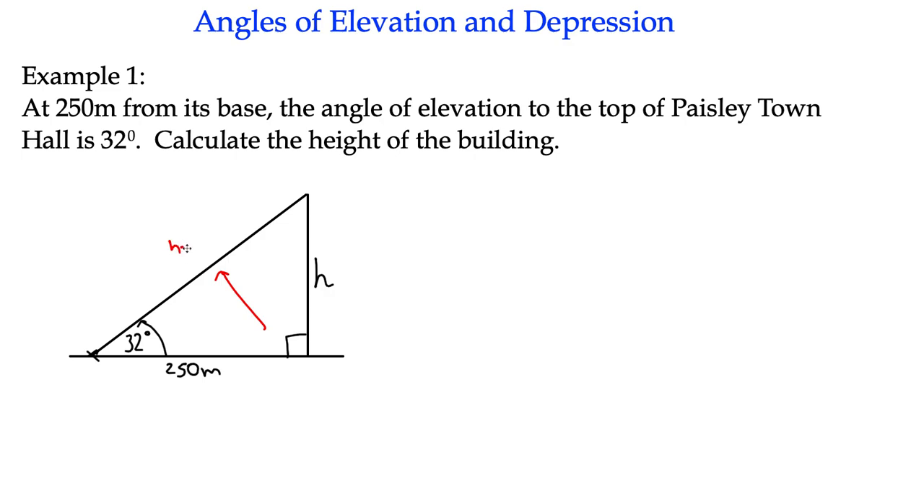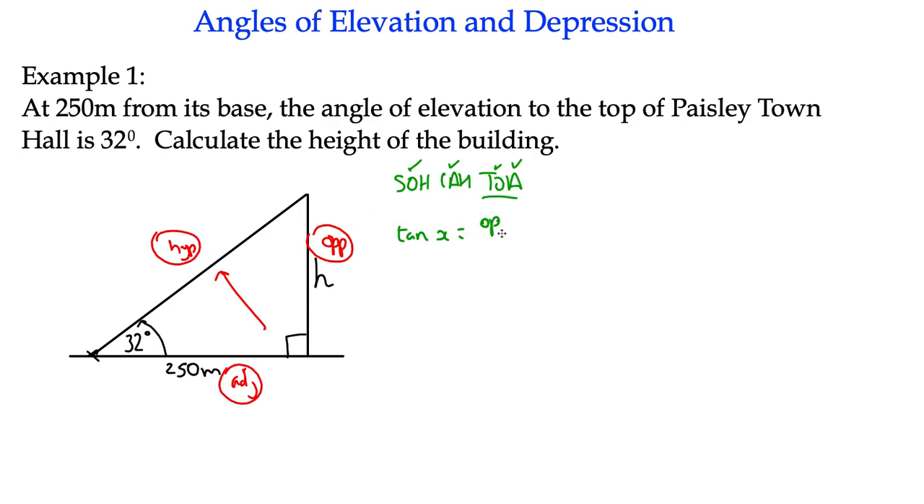So here's the hypotenuse, here is the opposite, and here's the adjacent. I'm going to use SOHCAHTOA. We've got information on the opposite and adjacent, so I'm going to use tan. Tan x is equal to opposite over adjacent. I'm going to substitute in the angle, 32 degrees. Opposite is h, adjacent is 250.